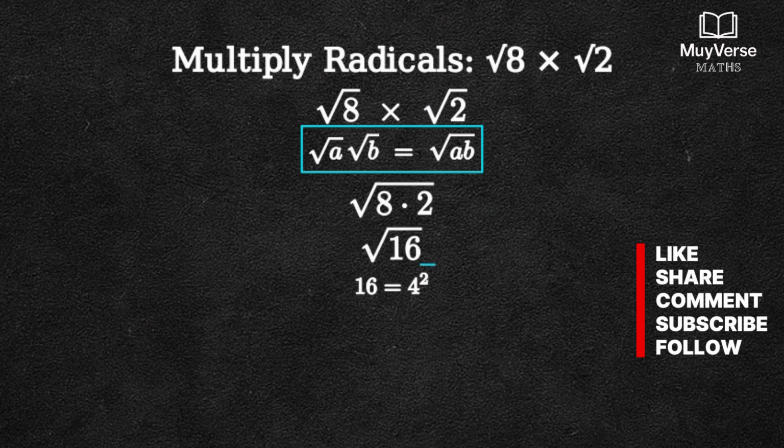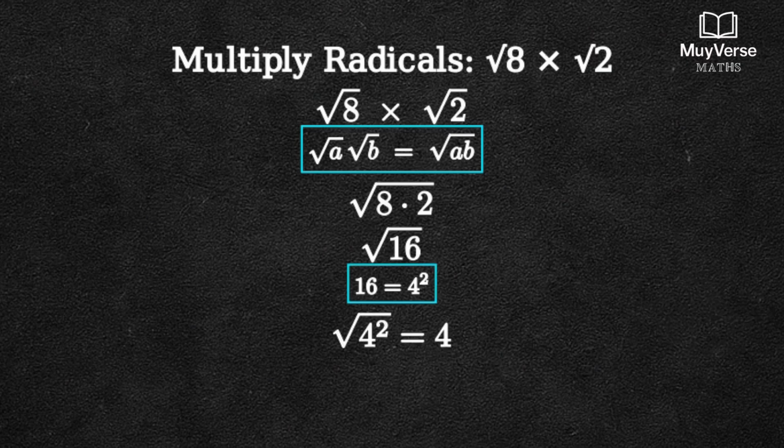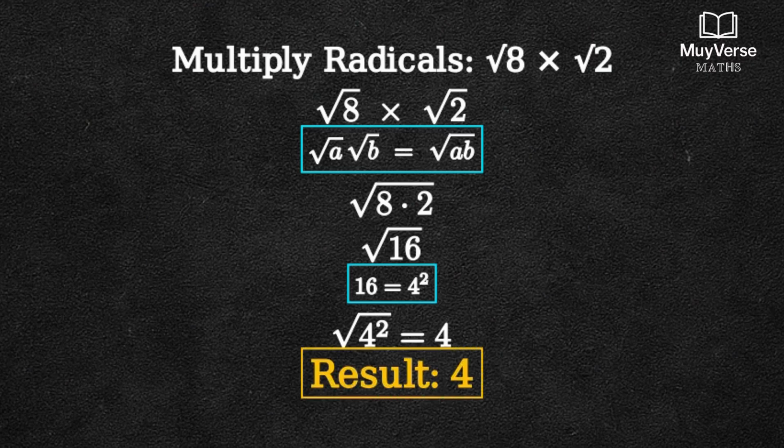Notice 16 is 4 squared. Therefore, the square root of 16 equals the square root of 4 squared, which is 4. That's our answer by the one-root method. Now, the alternate break-apart method gives the same answer quickly.